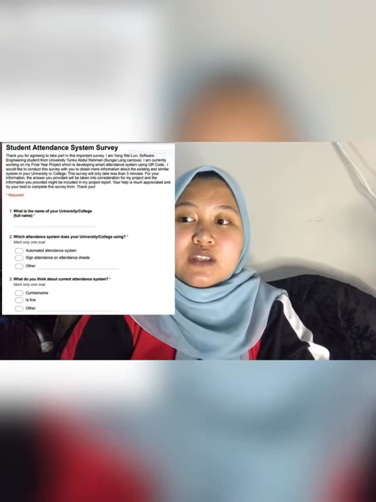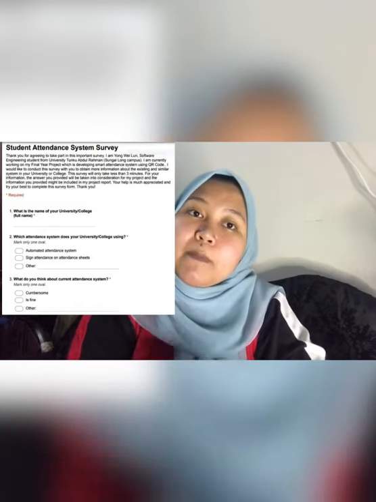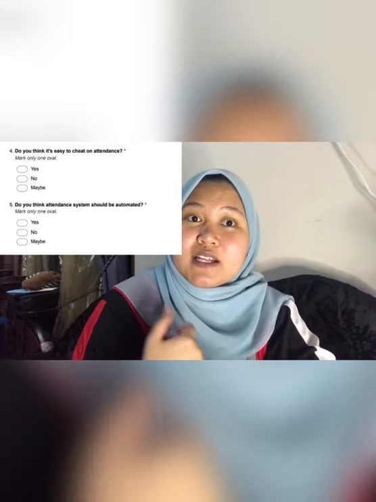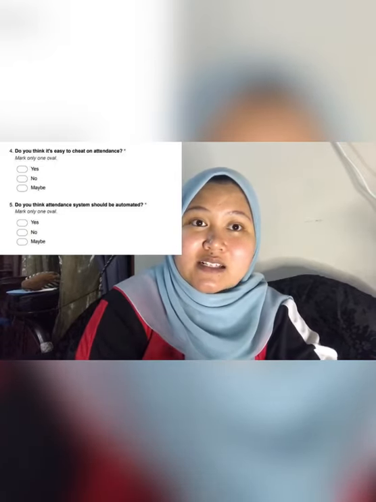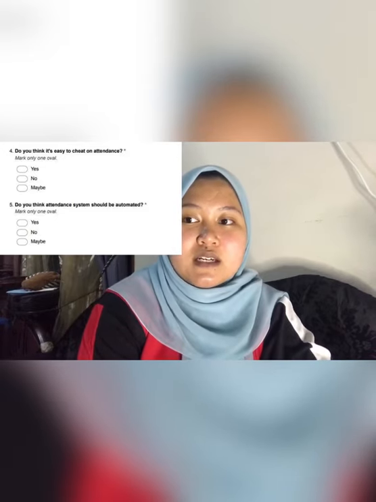Number 3: what do you think about the current attendance system? Meaning what their opinion is about QR code attendance. And number 4: do you think it is easy to cheat on attendance? Students nowadays can cheat on attendance, just signing a friend's name is enough. And 5: do you think the attendance system should be automated?